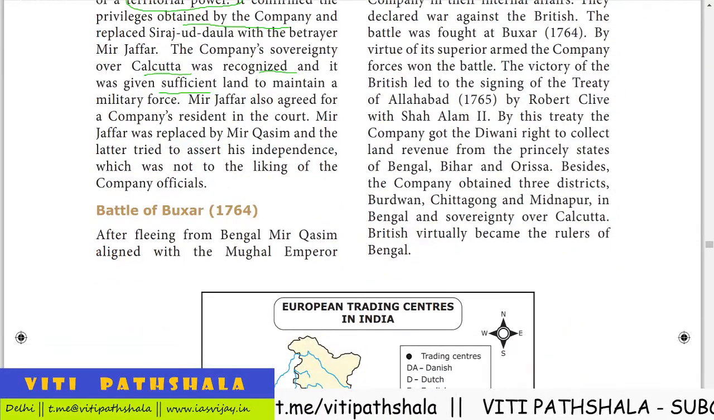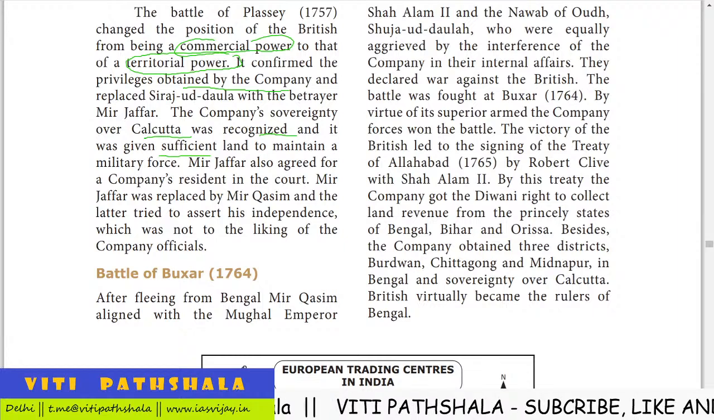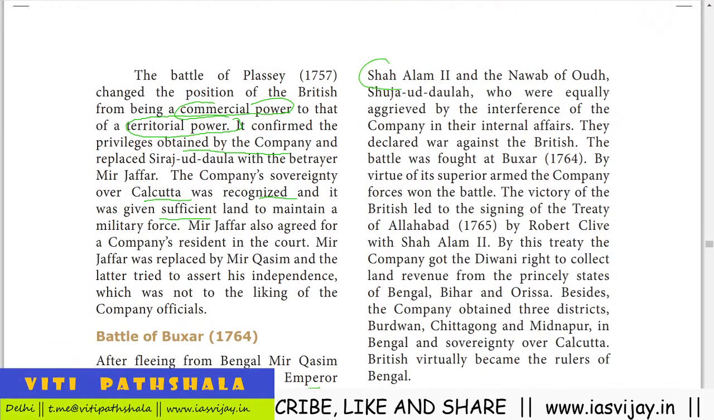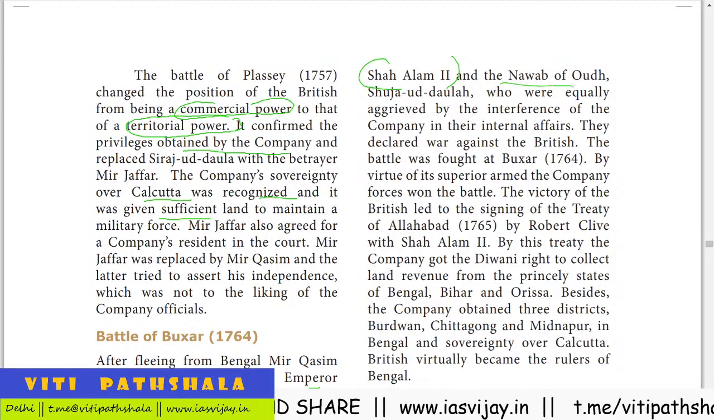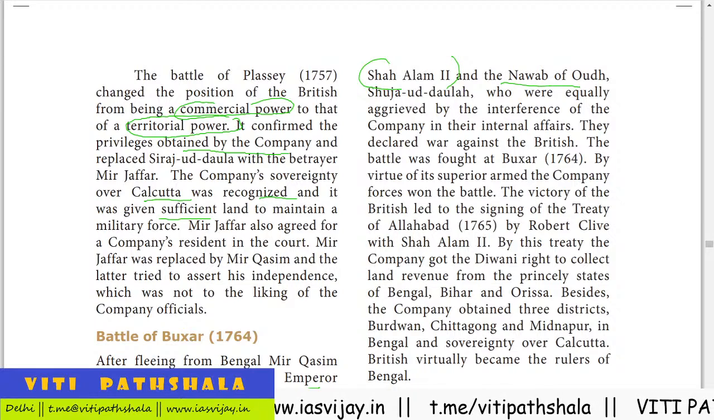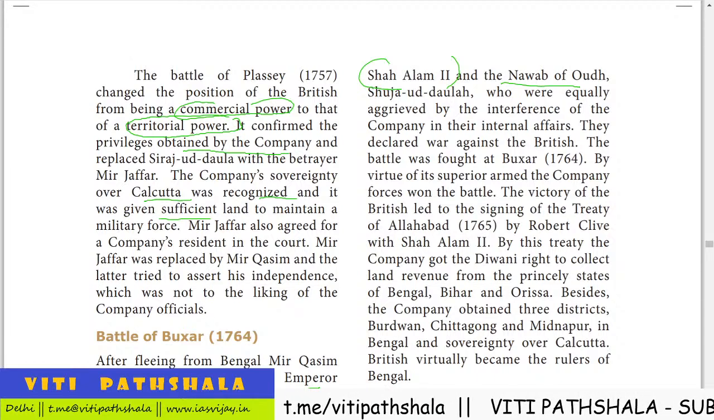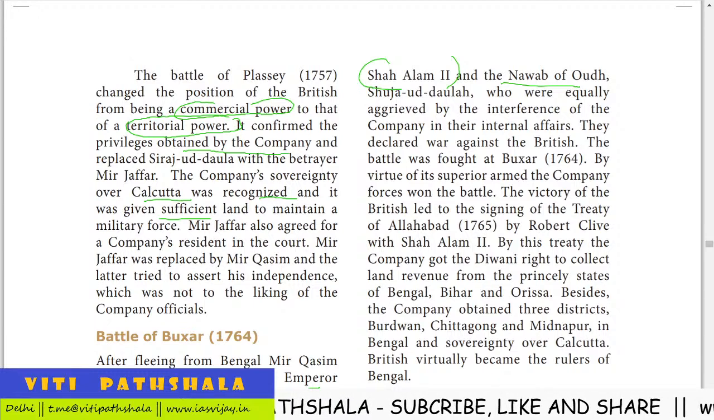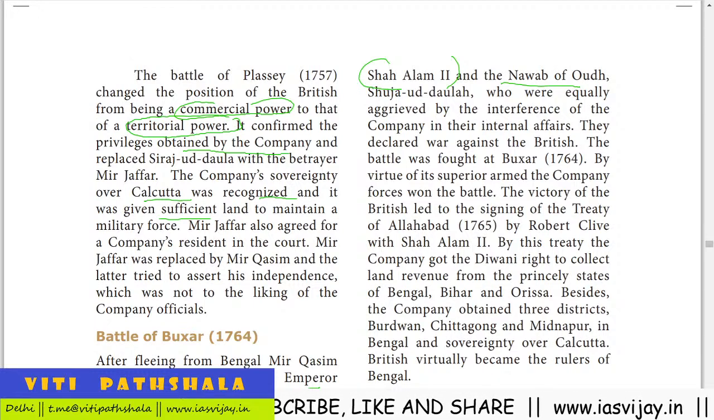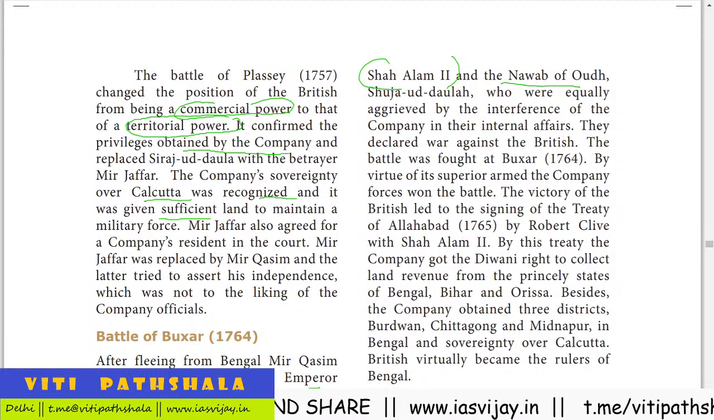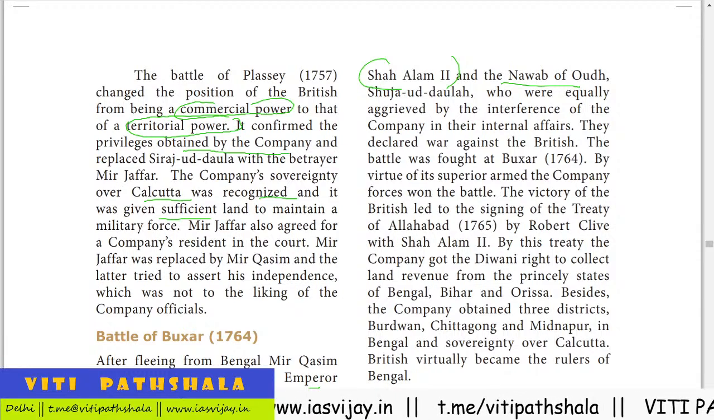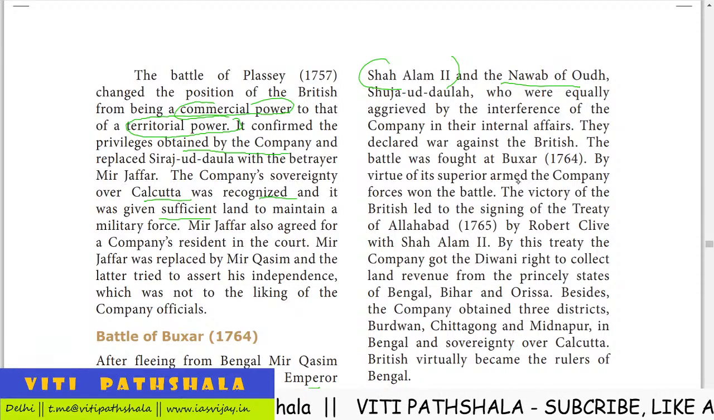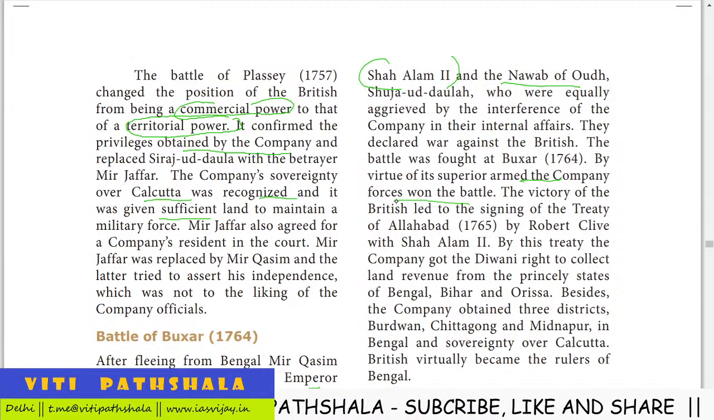Next comes the Battle of Buxar. After fleeing Bengal, Mir Qasim aligned with the Mughal Emperor Shah Alam II and the Nawab of Awadh, Shujauddaulah, who was equally aggrieved by the internal interferences of the company in their affairs. They declared war against the British and the Battle of Buxar was fought in 1764. By virtue of its superior arms, the company forces won the battle.